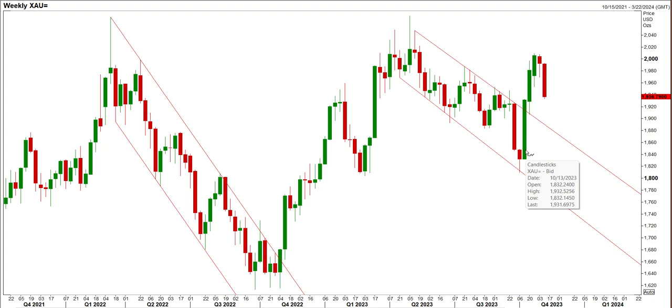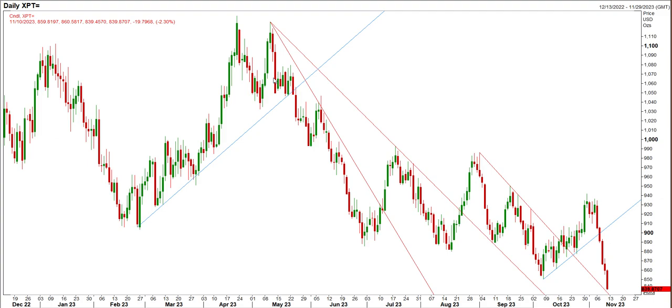So in this way, on the gold weekly chart we can analyze and we can see that whenever the price is trading below a falling trend line, it was trading in a bearish trend, and when the price closes above the falling trend line, it starts its bullish rally, and vice versa. Similarly, we can see this daily chart of platinum.